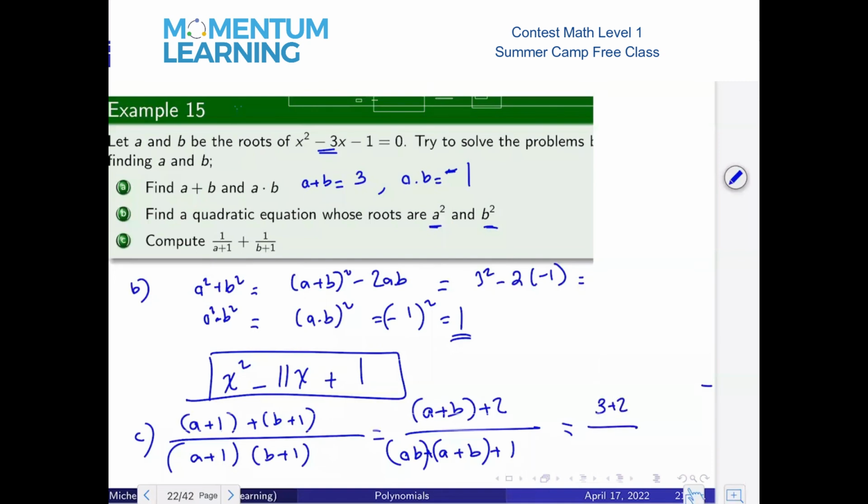A times b is not 1/3, right, guys? It is negative 1, okay? So it is negative 1 plus 3 plus 1. This is simply 5. Okay, so then I will stop here.